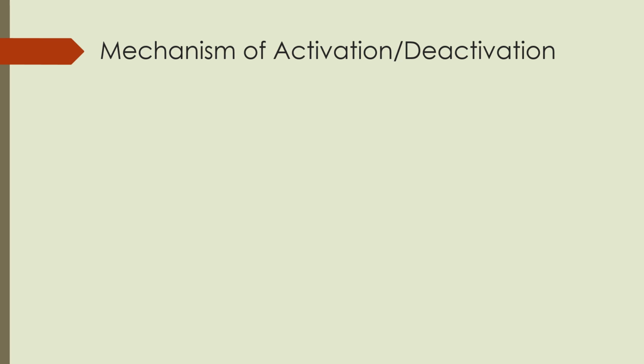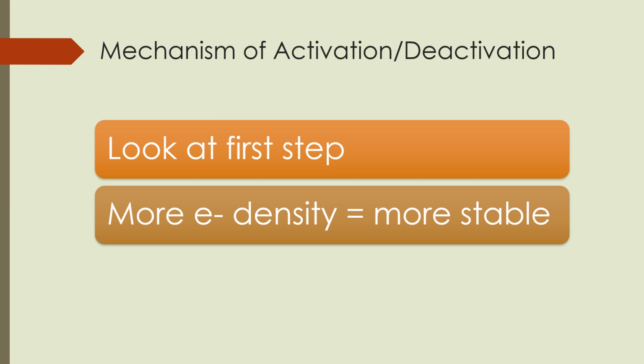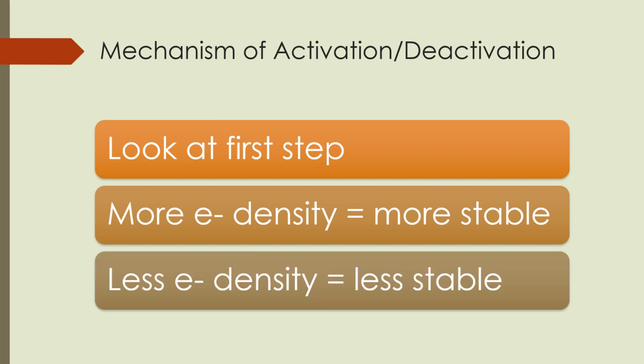Why do some substituents activate while others deactivate? To know, we have to look at the first step in the substitution mechanism. We add an electrophile to make a resonance stabilized carbocation. The more stable the cation, the faster the reaction. If we have something donating electrons, the cation will be more stable. If something is taking electrons, it'll be less stable.